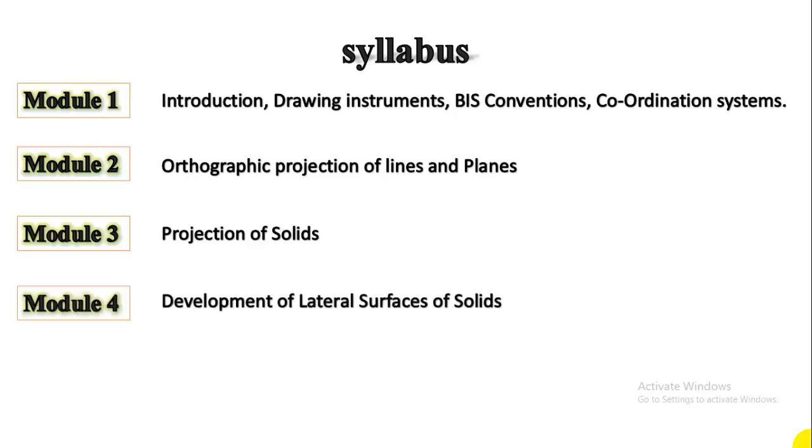Then module 4 is development of lateral surface of solids, and module 5 is isometric projection. Again we have a choice between module 4 and module 5. Studying any one module is enough for the examination. In most cases isometric projection is easier compared to development of lateral surface, so most of the time we will discuss isometric projection only.